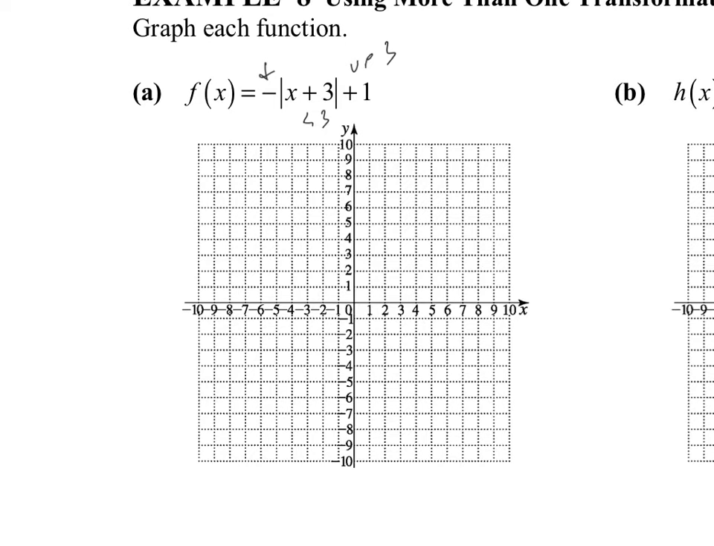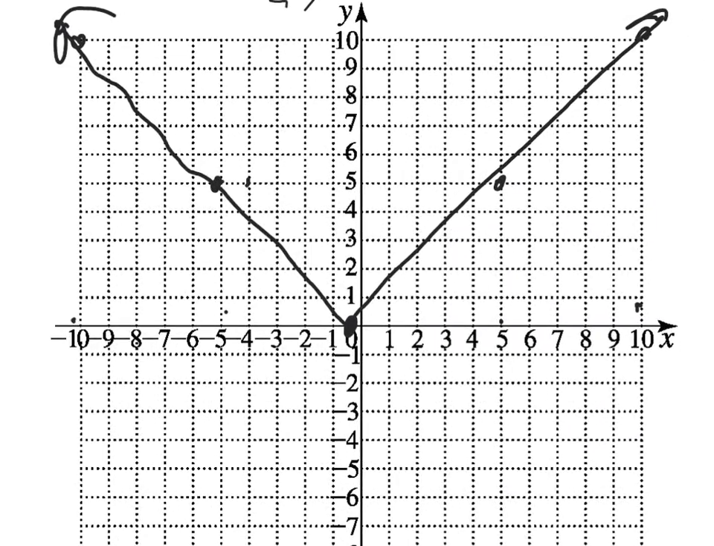Okay, so here's my parent. 0, 0, 5, 5, 10, 10, negative 5, 5, negative 10, 10. There's my parent. So if it's going to move, get a different color to show it moving left and up. Every point, left and up. Left 3, up 1. 1, 2, 3, up 1. There's my vertex. There's enough for me to see what my left and right does.